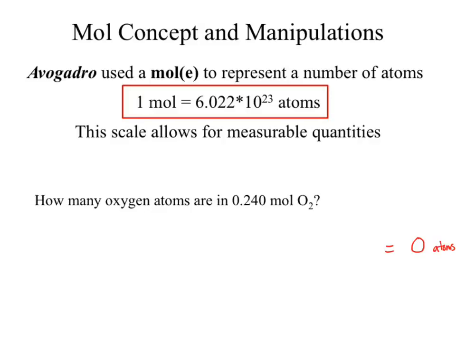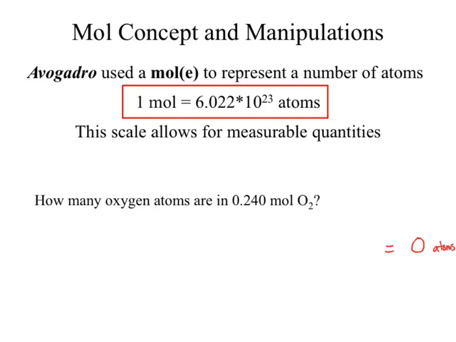Our formula for oxygen atoms is O, not O2. O2 is the diatomic molecule, oxygen gas. This question does not say how many oxygen molecules. It says oxygen atoms. Our formula is just O. This is a very important distinction to make.